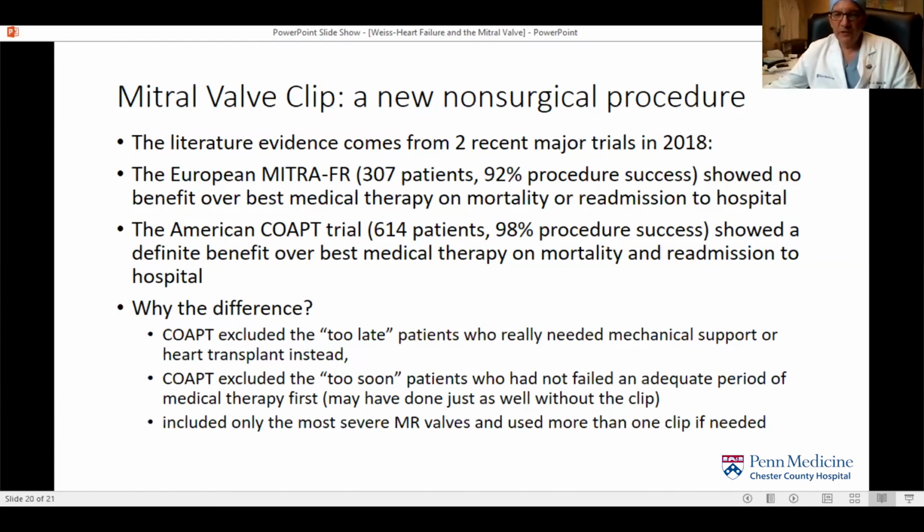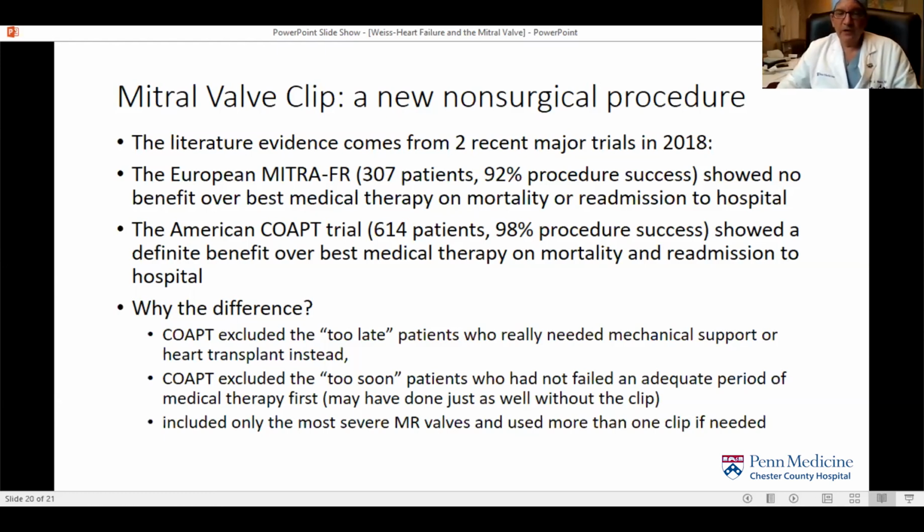And that was disappointing until the American study came out, called the COAPT trial. And that one had about twice as many patients, and they had a better procedural success because the Americans were more likely to put 2 clips in if 1 clip wasn't enough. And it showed a definite benefit over just pills alone on both survival and on readmission to the hospital. So why is there a difference?